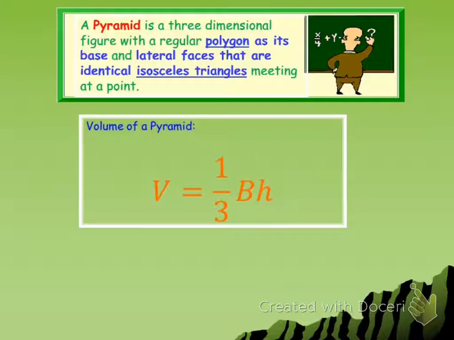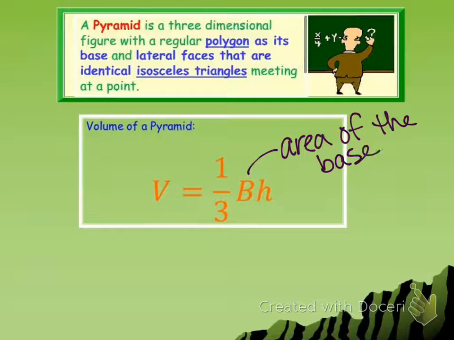We are also given the equation to find the volume of a pyramid. V equals 1/3 times capital B times H. Again, our capital B represents the area of the base. In this case, that's the area of the base of the pyramid. And H represents the height of the pyramid.